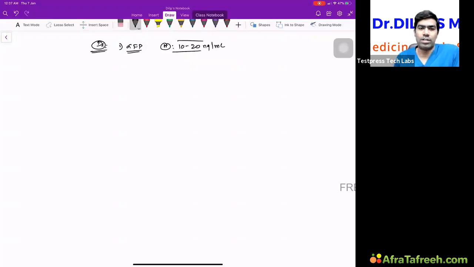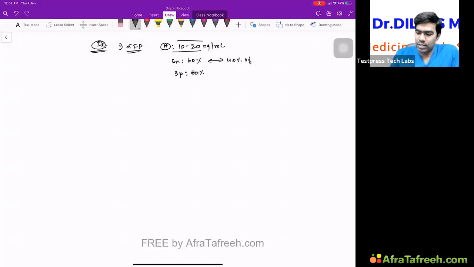Normal alpha fetoprotein is 10 to 20. The sensitivity of alpha fetoprotein is only 60%. Specificity is a little higher, around 80%, to suggest hepatocellular cancer. But remember, 40% of HCCs may have a normal alpha fetoprotein. So please understand this: 40% of HCCs may have a normal alpha fetoprotein, which means the sensitivity is very poor, and you will be missing out on 40% of HCC, especially small hepatocellular cancer.